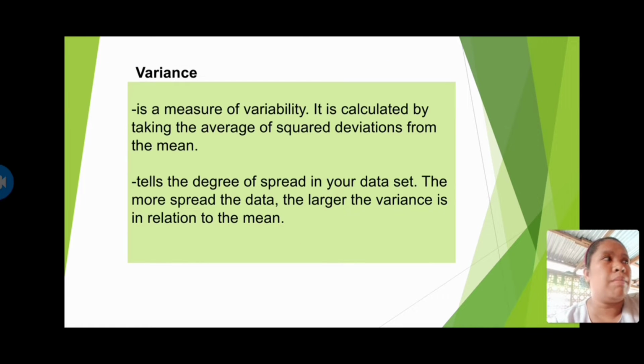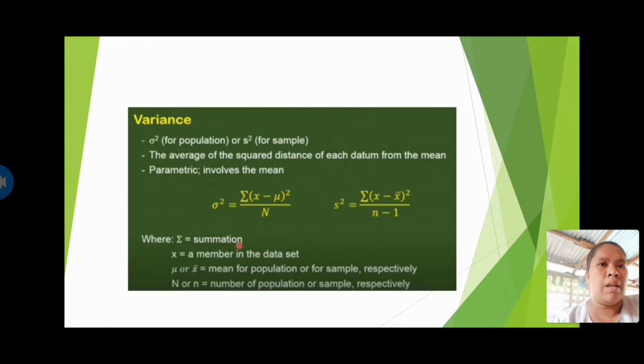What is the meaning of the variance? First, variance is a measure of variability. It is calculated by taking the average of square deviations from the mean. It also tells the degree of spread in your data set. The more spread the data, the larger the variance is in relation to the mean.